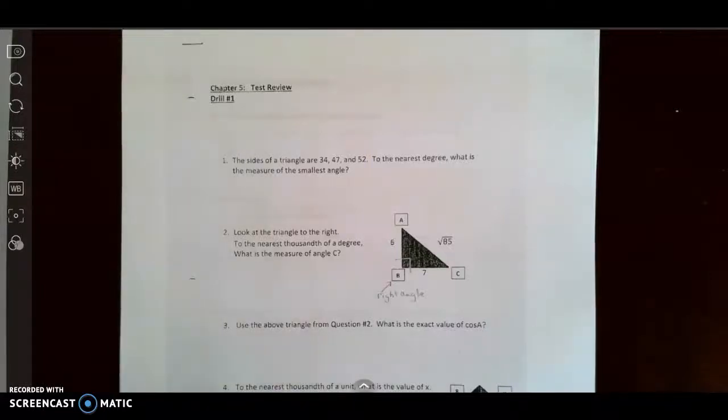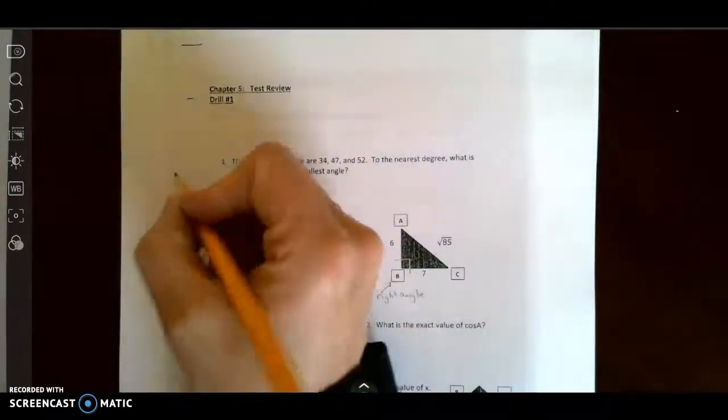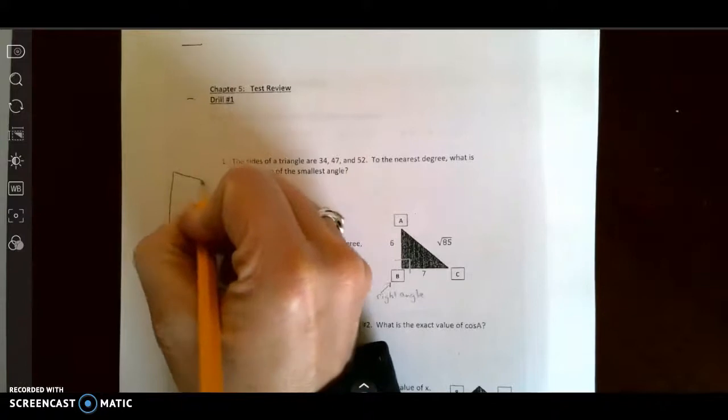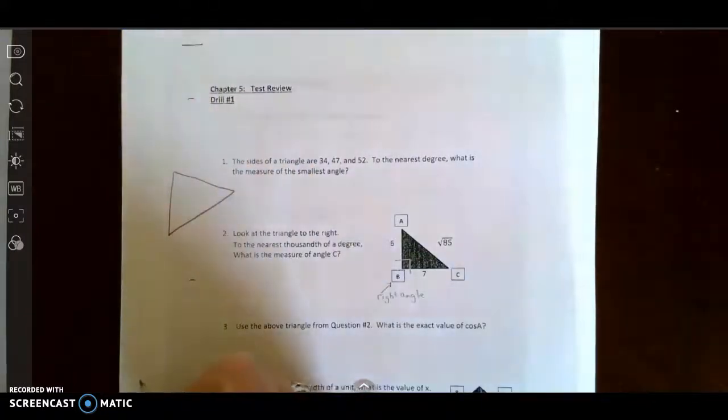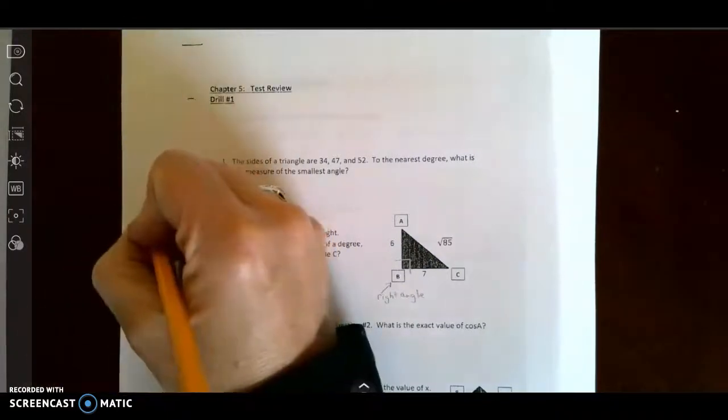This drill is a Chapter 5 test review. We're getting ready to start our last section, and I just thought I'd introduce a review drill now to get you thinking about what we've done so far. So it tells us that the sides of a triangle, all of these are right off of your test, so these are good practice questions.